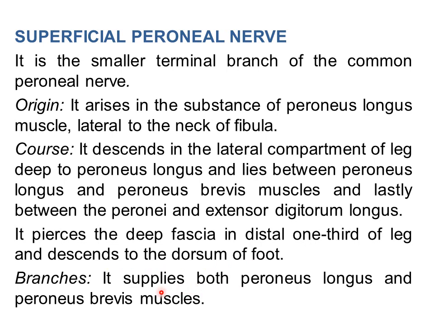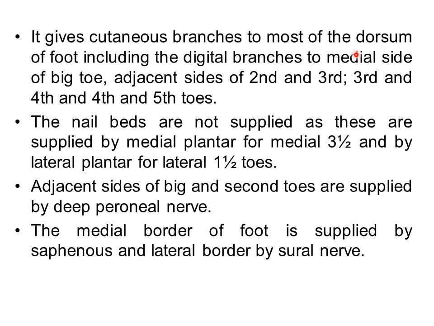So this superficial peroneal nerve supplies both the peroneus longus and peroneus brevis muscles. It gives cutaneous branches to most of the dorsum of the foot, including digital branches to the medial side of the big toe and adjacent sides of the second, third, fourth and fifth toes. The nail beds are not supplied by it, as these are supplied by the medial plantar for the medial 3.5 toes and lateral plantar for the lateral 1.5 toes. Adjacent sides of the big and second toes are supplied by the deep peroneal nerve. The medial border of the foot is supplied by the saphenous nerve and the lateral border by the sural nerve.